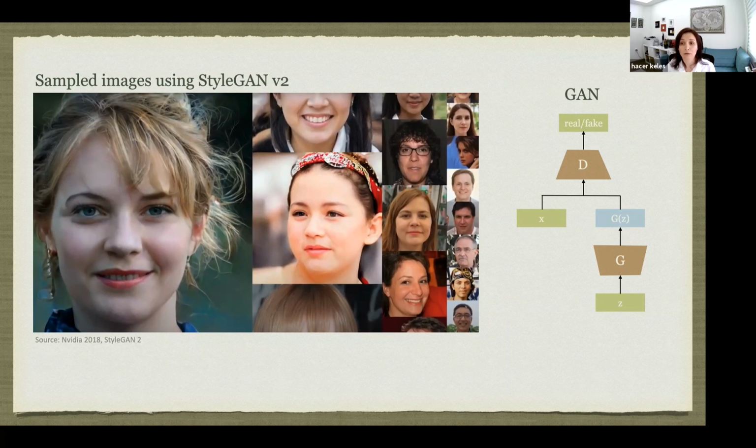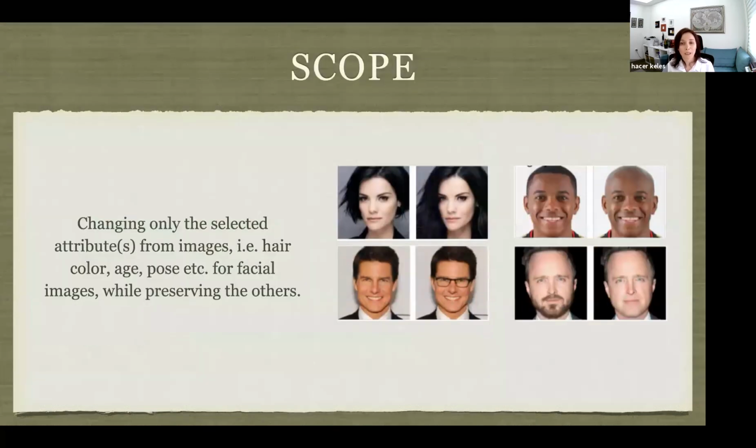Yet we want to have control over this production process, and we want to be able to make semantic changes on the produced images. What we mean by semantic editing is changing only the selected attributes while preserving the others. For example, in the face image domain, we want to be able to change attributes such as hair color, beard, skin color, etc. As a result, we want to preserve the identity of the image while editing particular attributes of those images.